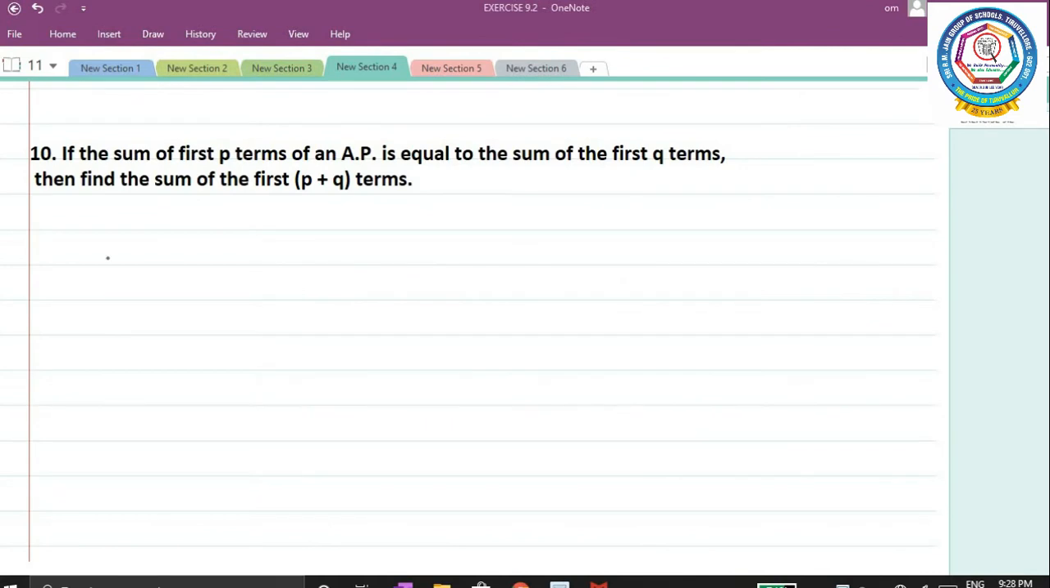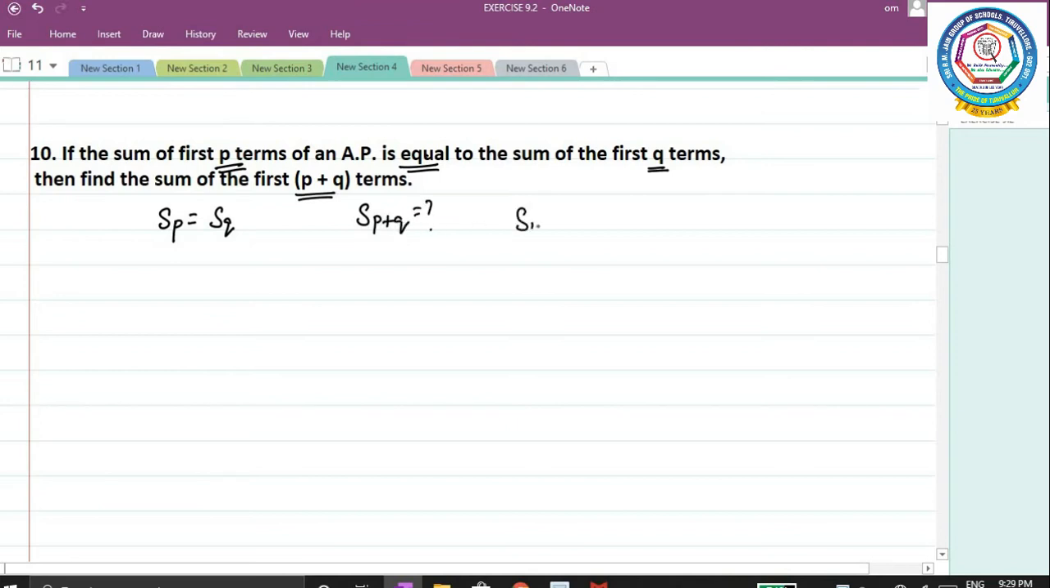Sum number 10. If the sum of the first p terms of an AP is equal to the sum of the first q terms, then find the sum of the first p plus q terms. So what is given? The sum of p terms is equal to the sum of q terms, that is Sp equal to Sq. We have to find the sum of p plus q terms.